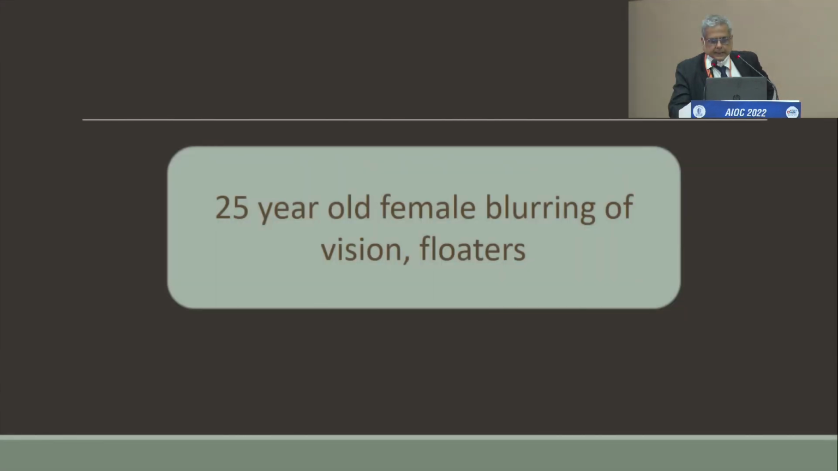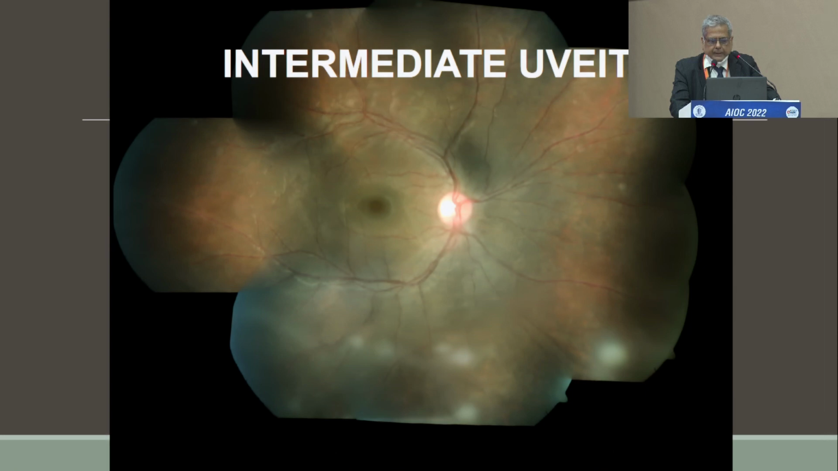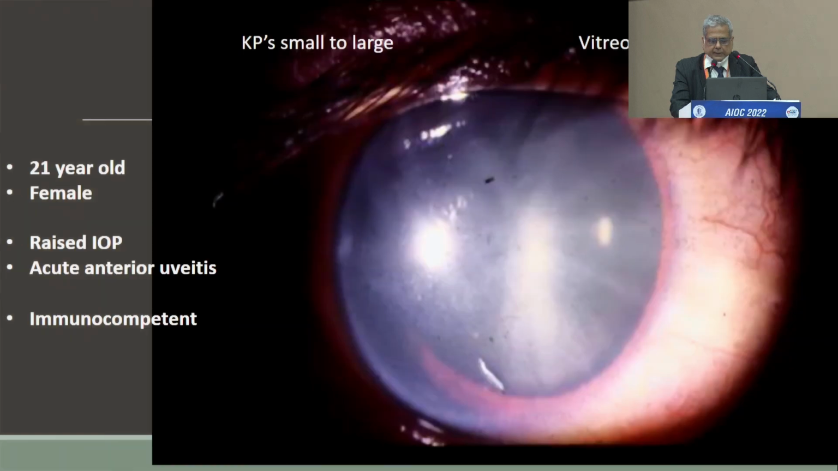This is a 25-year-old female with blurring of vision and floaters. Just don't forget to focus behind the lens for anterior vitreous cells and debris. This was an intermediate uveitis. When you did the indirect ophthalmoscopy, you could see exudates in the vitreous inferiorly.